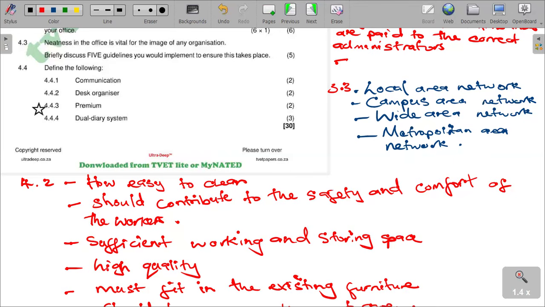Let's go to 4.4.4, dual diary system. A dual diary system is when the management assistant and the senior each have their own diary, but both contain basically the same information. That's what we call dual diary system.